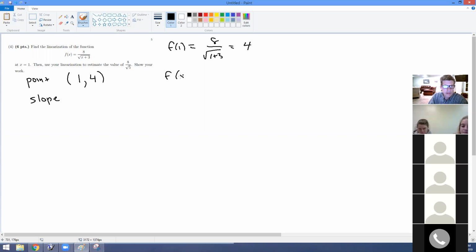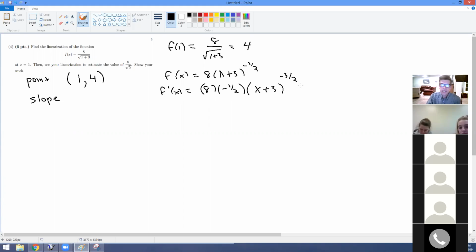Okay, here let's rewrite it as 8 times x plus 3 to the negative 1/2. Reach up, pull the minus 1/2 down. x plus 3 to the negative 3/2. So do we have to chain rule? No, because the derivative of x plus 3 is just 1. So for the slope, plug in 1 again, f prime of 1: 8 times negative 1/2 times 4 to the negative 3/2. Let's see, calculator. Negative 4.